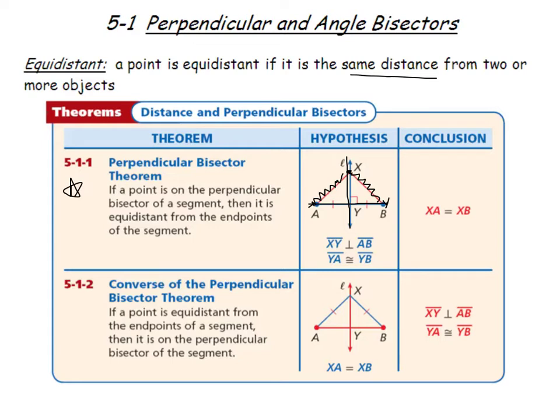The converse then flips the hypothesis and the conclusion. It says if a point's equidistant from the endpoints, now it goes backwards. So if X is actually equidistant from A and B, what happens is it's now sitting on the perpendicular bisector. So you just proved that this is going to be the perpendicular bisector. So it's perpendicular and it bisects.